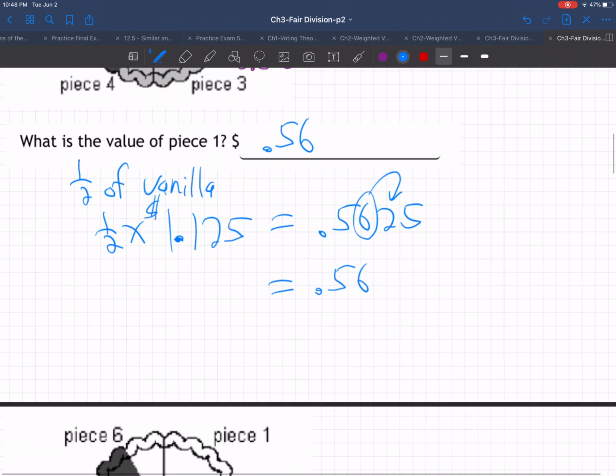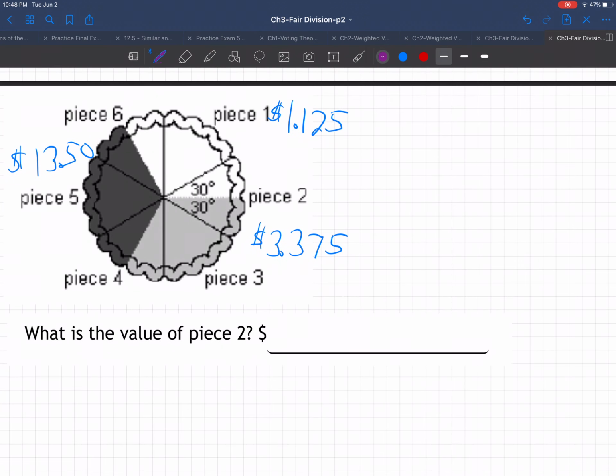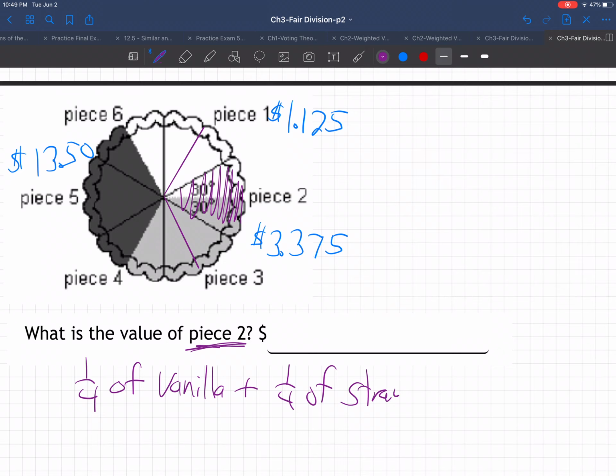Let's go to piece 2. Again, we'll put in the values that we found in part 1. Okay, now piece 2. Piece 2 is this right here. Now piece 2, notice, it's a fourth, isn't it? Yeah. So if you put a line in right there and right there, you could more easily see that piece 2 is a fourth of the vanilla section, plus it's a fourth of the strawberry section.